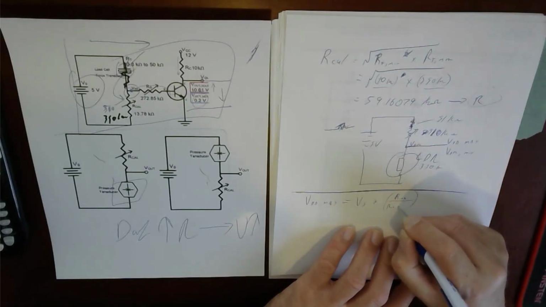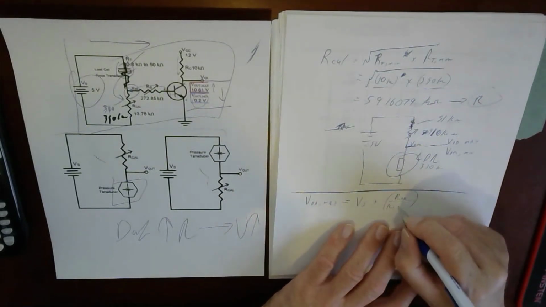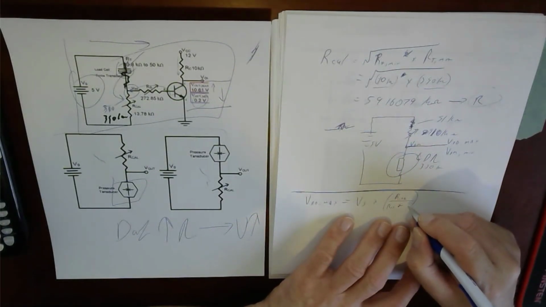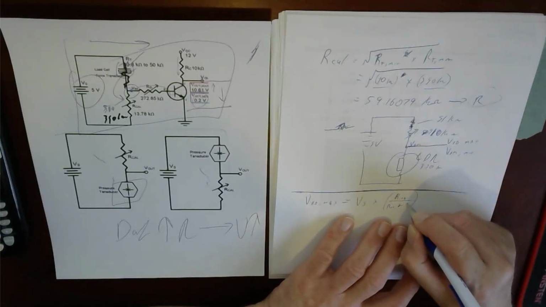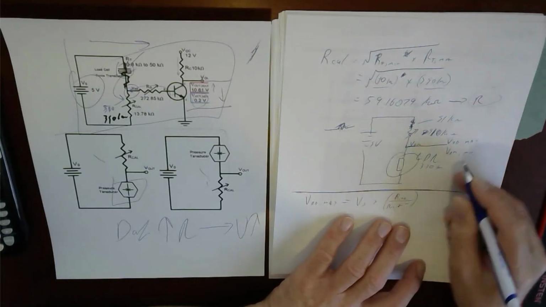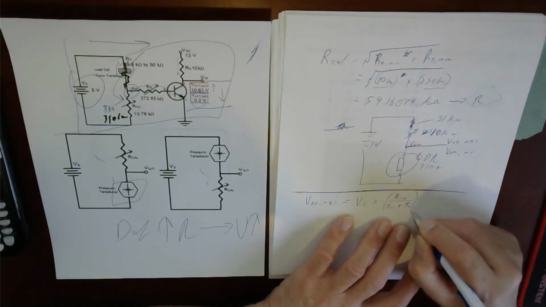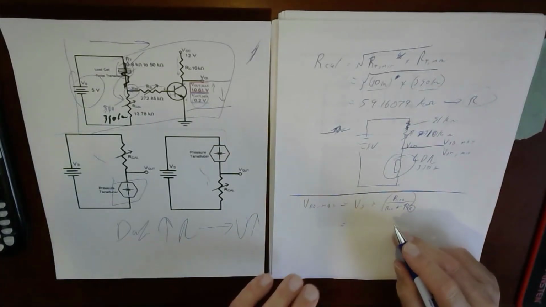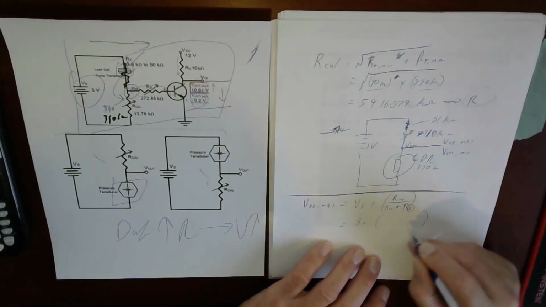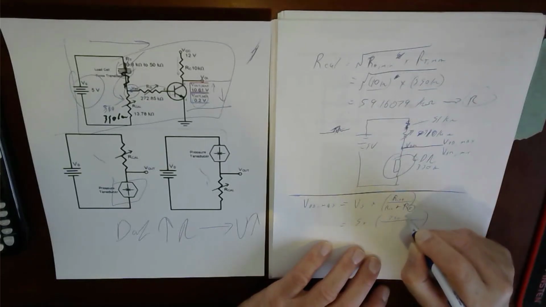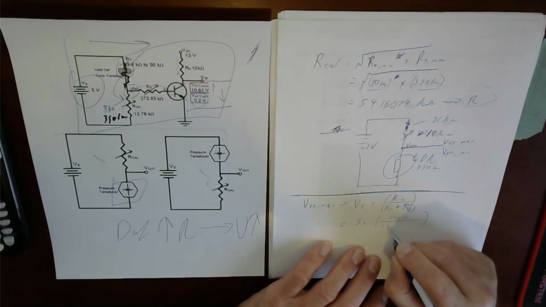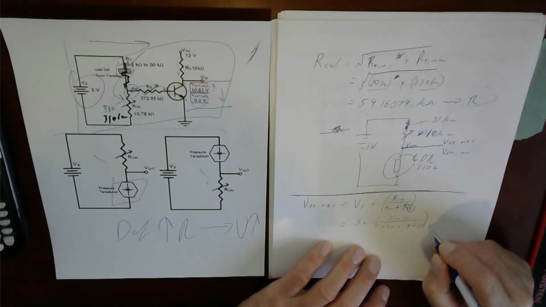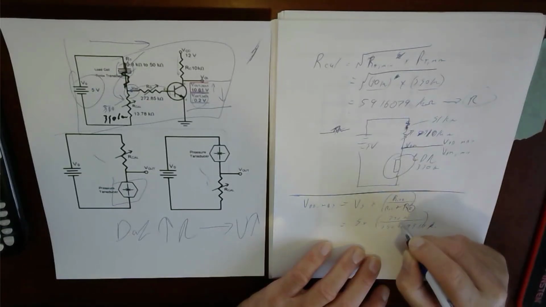Resistance max plus, now you should be writing better than I'm writing, because I actually want to read what you're saying. I'll pretend that I can write better. And then this is going to be plus resistance R. So now it's 5 volts times 350 kilo ohms over 350 plus 59.16 kilo ohms.